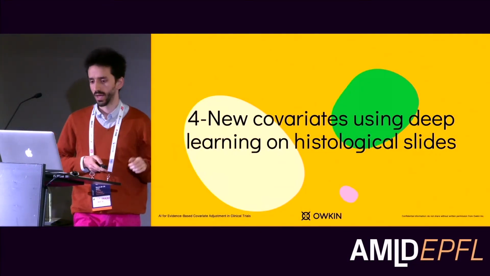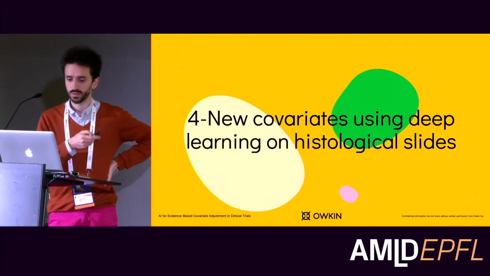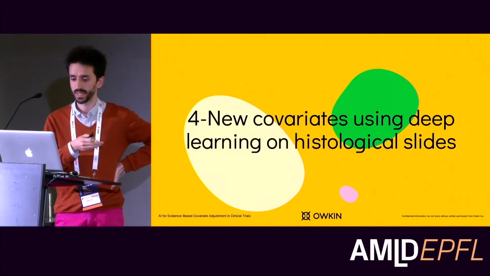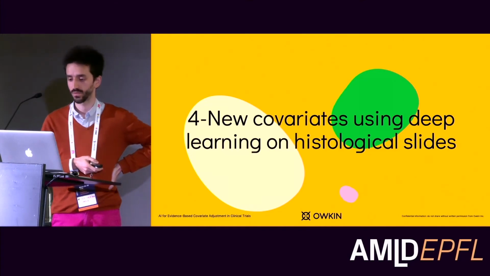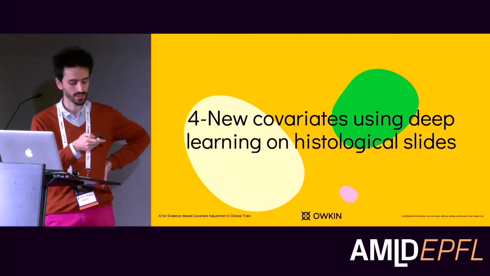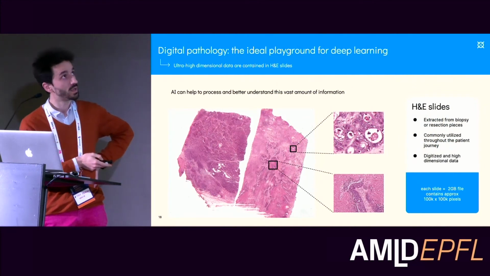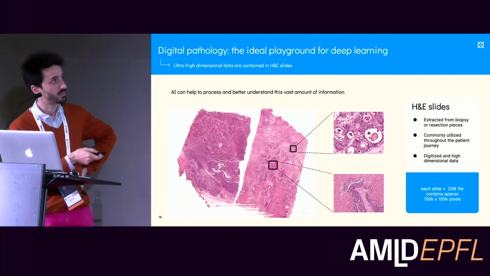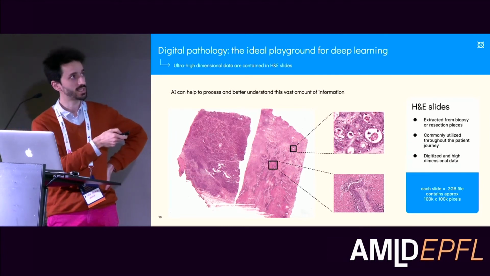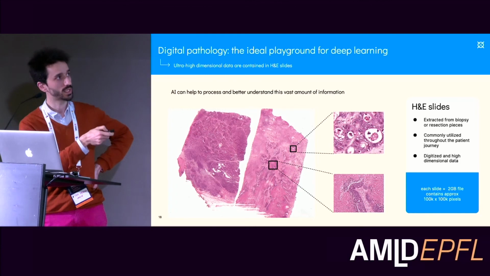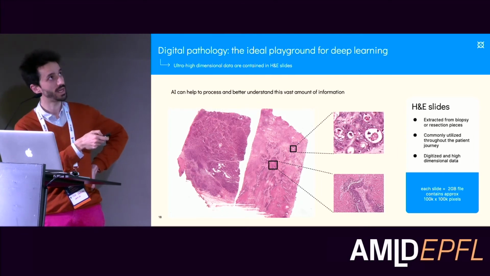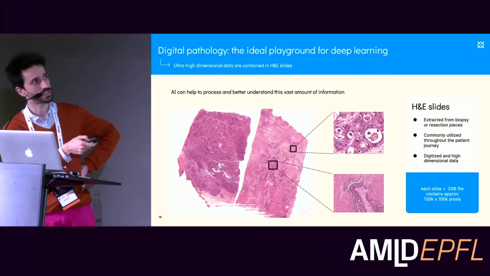And now I'm going to talk to you about things that we're really excited about at Owkin, and that's new covariates for adjustment using deep learning on histological slides. So what's histopathology? You get cancer, you get the surgery, and then we look at the tissue under a microscope, and we have very high definition images. So it's really an ideal playground for deep learning.